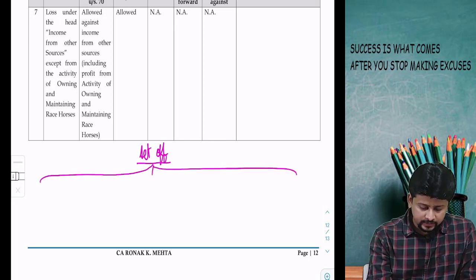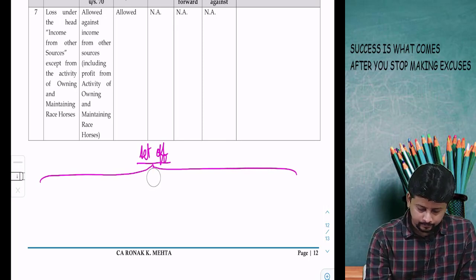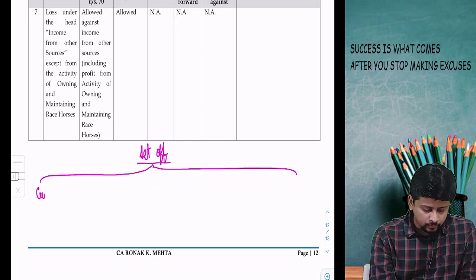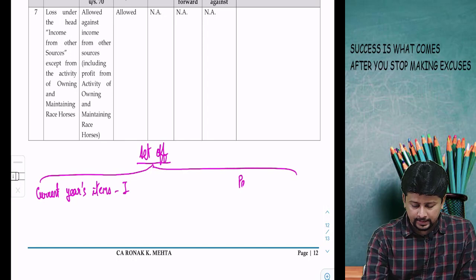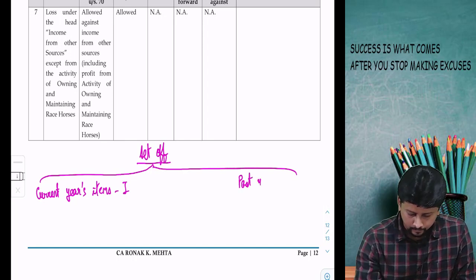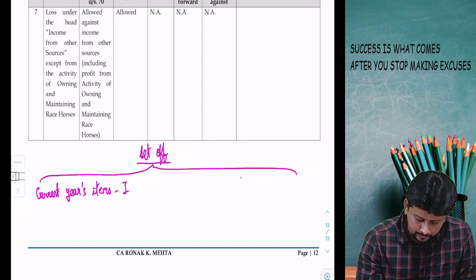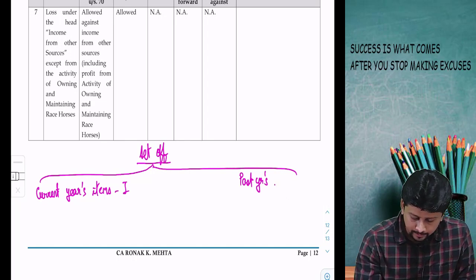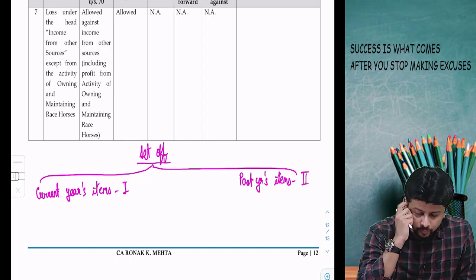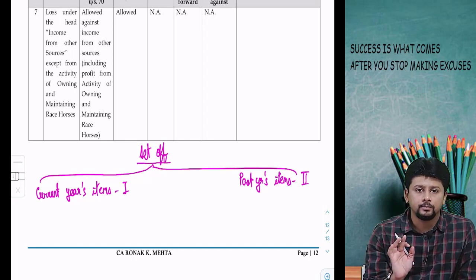First, you will set off current year amounts. Current year's items will be set off first, and only thereafter you will bring into picture the past year's losses, would be a wrong word, let me say past year's items. First of all, you are going to give effect to the current year items.